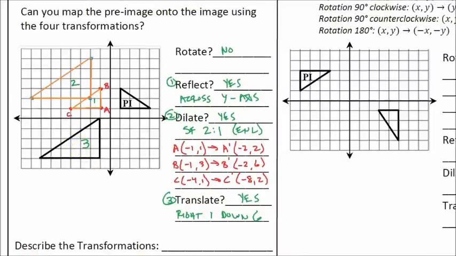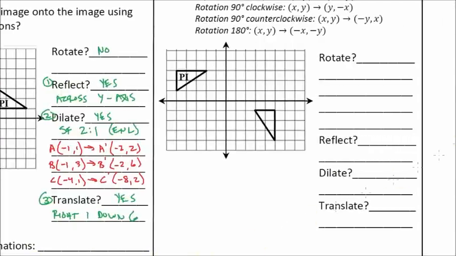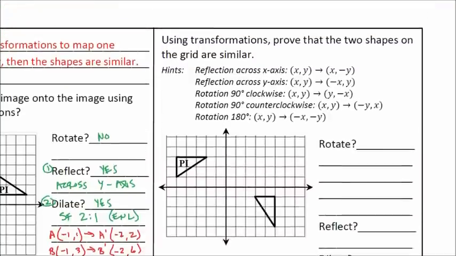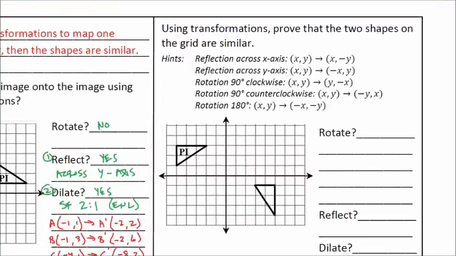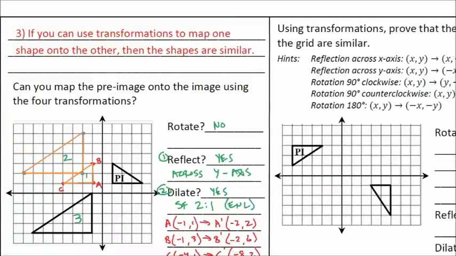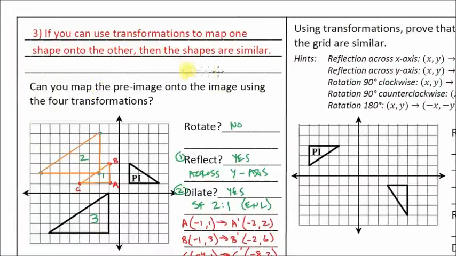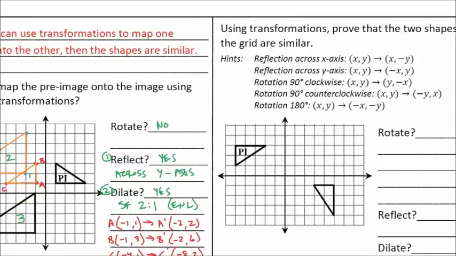Alright, let's do another one. This will be a little more complicated. So, back to this again. Here's our issue: can you map the pre-image onto the image using the 4 transformations? If you can do that, you have proved similarity. If it's not possible, or if you try to do that and you end up with a triangle that doesn't look the same as the final image, then you know they are not similar.